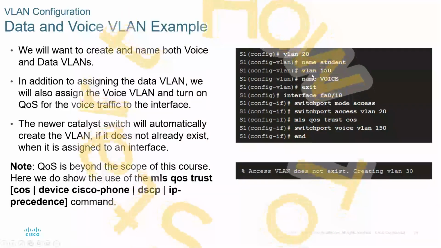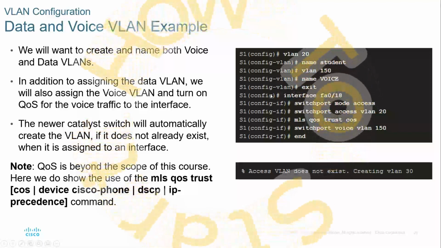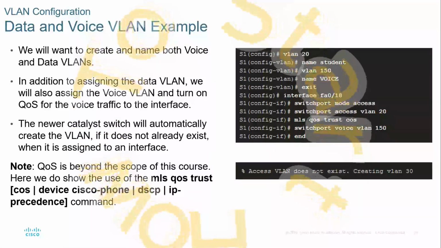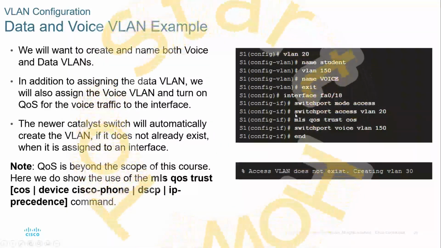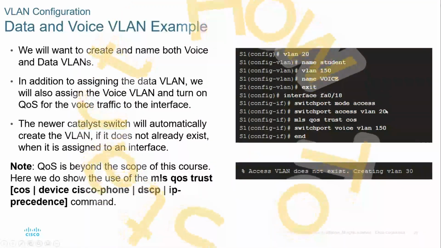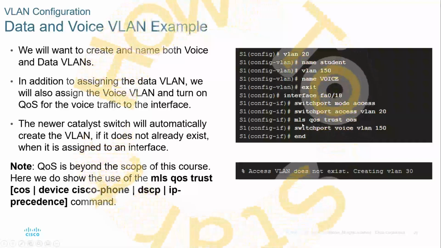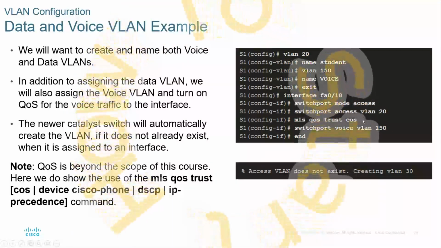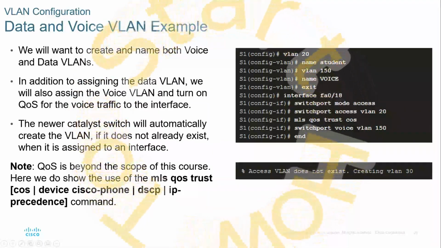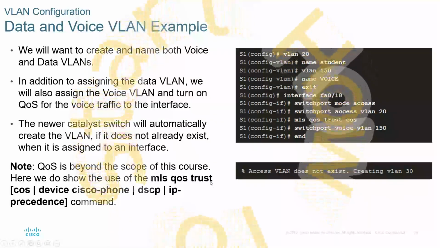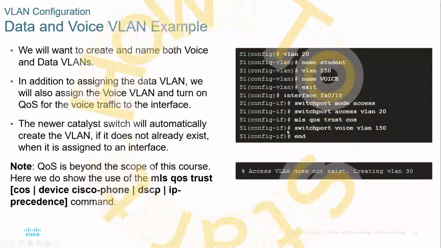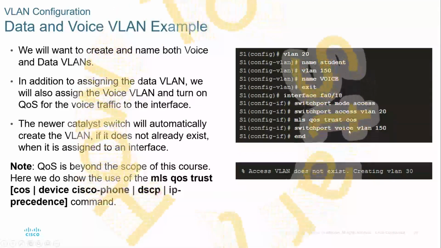We're calling it voice. So notice here we still do the same type of mode access. So switchport mode access, switchport access VLAN 20. That will give us our data. You can set QoS. You don't have to do the MLS QoS trust, but here we are. Again, this is outside the scope of this course, so I don't know why they put the command there, but they decided to. Lastly, we'll be going switchport voice VLAN 150.